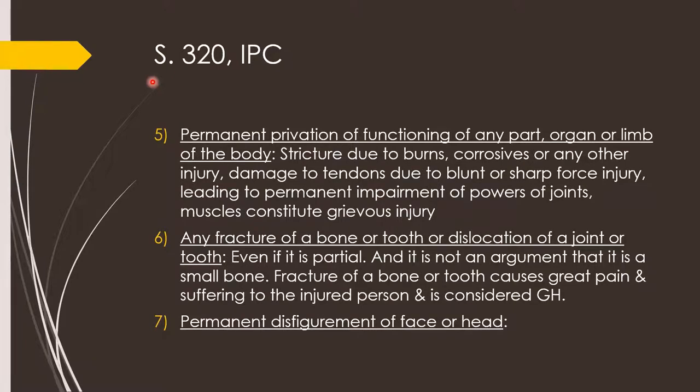The fifth point is permanent privation of functioning of any part, organ or limb of the body. That is, sometimes stricture can occur due to burns, due to corrosives or any other type of injury, damage to tendons due to blunt or sharp force injury, which may lead to permanent impairment of power of joints or muscles, and this constitutes grievous hurt.